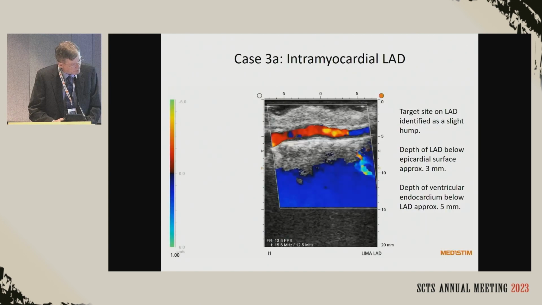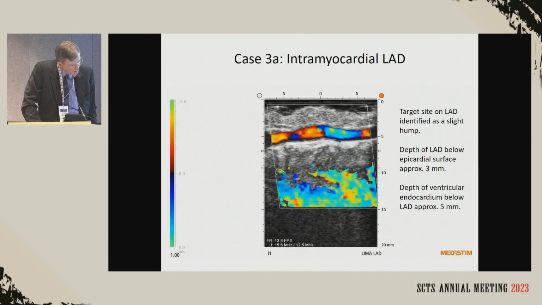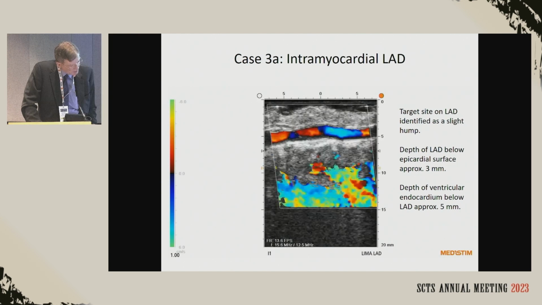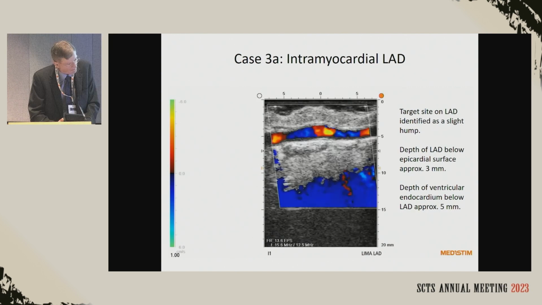Now here's this image. This is the kind of picture you get. So there's the target site. We identified it as a slight hump. That was the spot we cut down on. We could see that the depth of the LAD below the epicardial surface was about 3 millimeters. We can cut that deep with some confidence. And there's still about 5 millimeters of muscle between the LAD and the ventricle. So that looks like a reasonable place to go digging. And indeed, that's worked out just fine with the benefit of this kind of imaging.